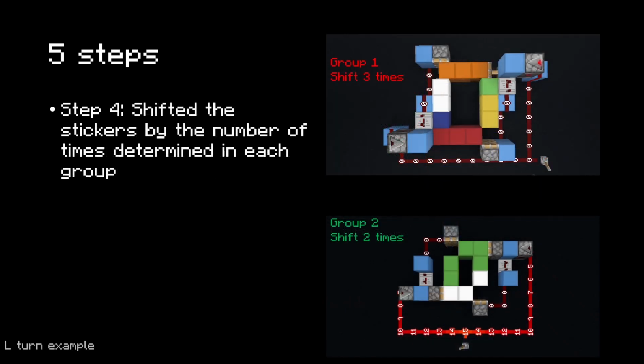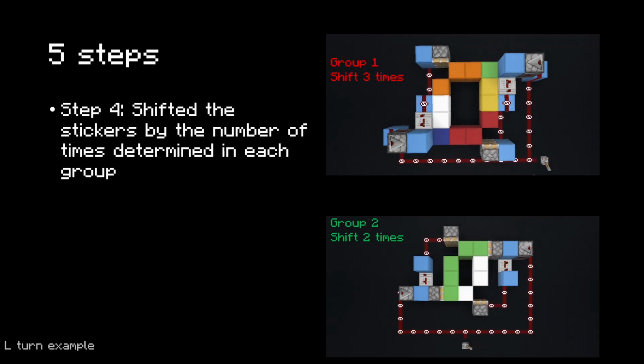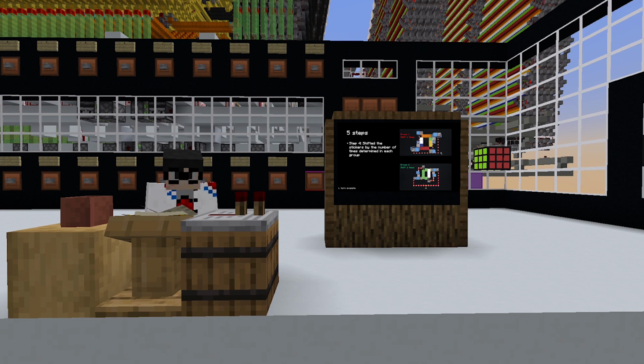In step 4, I basically just shift the stickers by the number of times determined in each group. So in group 1, we know that we need to shift 3 times, and in group 2, we need to shift all of the stickers 2 times.